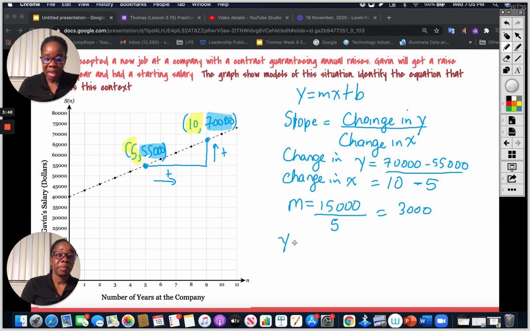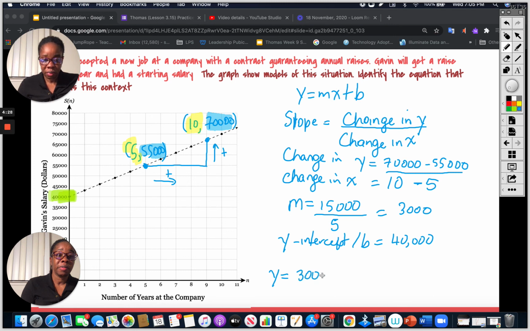Now we need the y-intercept. So our y-intercept, or b, is where the line crosses the y-axis. On the graph, it's crossing the y-axis right there, which is right at 40,000. So we know our y-intercept, or b, is 40,000.